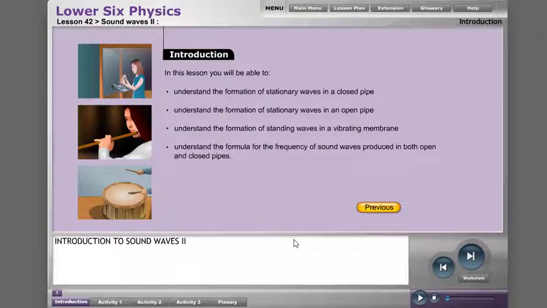In this lesson, you will be able to understand the formation of stationary waves in a closed pipe, understand the formation of stationary waves in an open pipe, understand the formation of standing waves in a vibrating membrane, and understand the formula for the frequency of sound waves produced in both open and closed pipes.